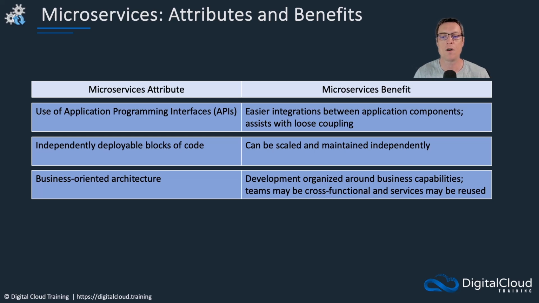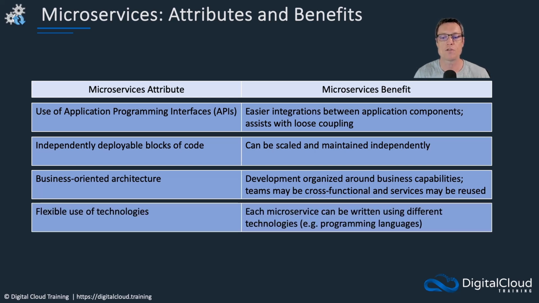We have a business-oriented architecture, so we're deploying around different business capabilities. It might even be different teams that are deploying different components of the application, and they might be using their own programming frameworks that are separate and different to each other. Therefore, with the APIs, we can still integrate together, despite the fact that we have some different teams going through different operational processes and using different programming languages. We have flexible use of technologies, so each microservice can be written using different languages. That's what I'm talking about just then, where you can have different programming languages in a different component of the application, but because we can speak with a common language, that is the API, that doesn't matter.